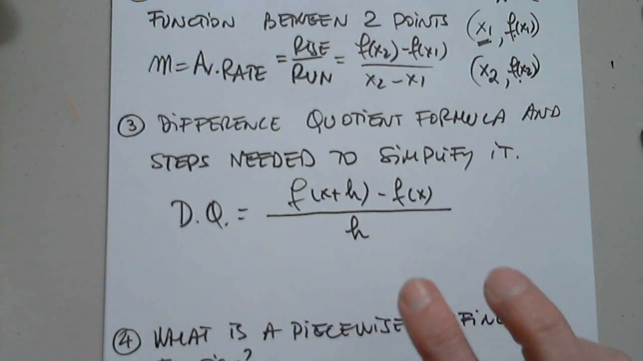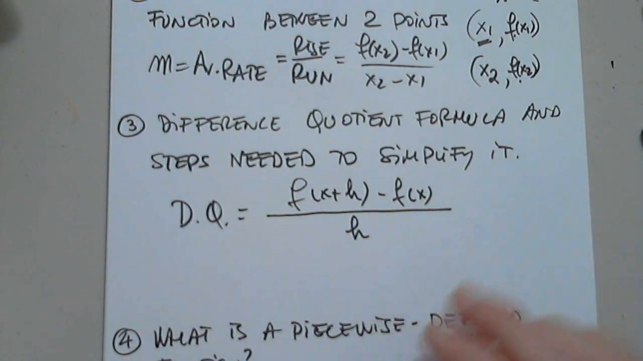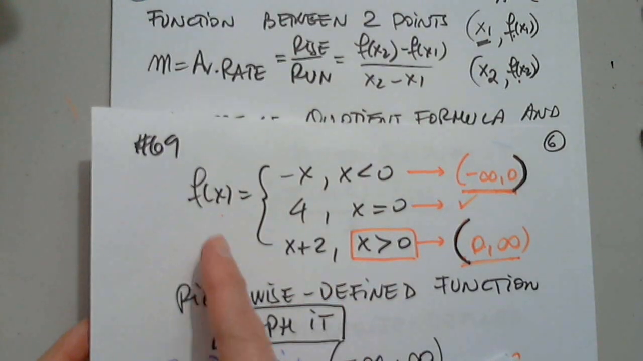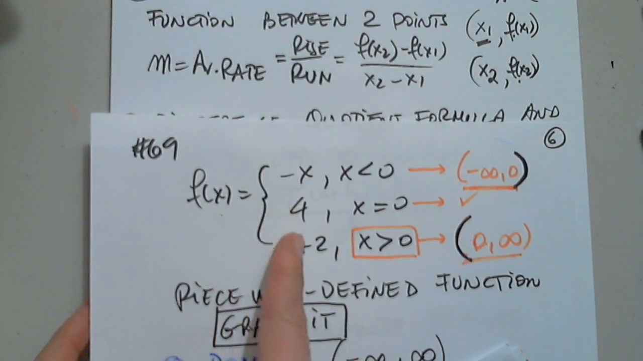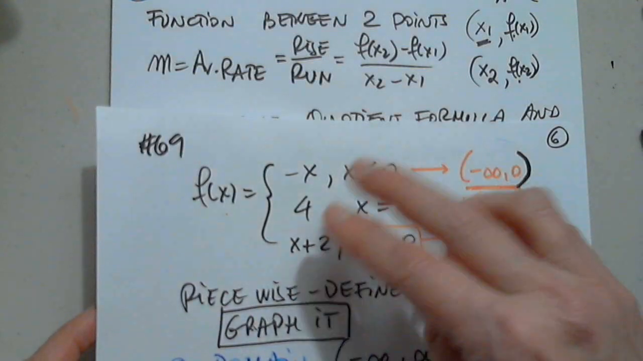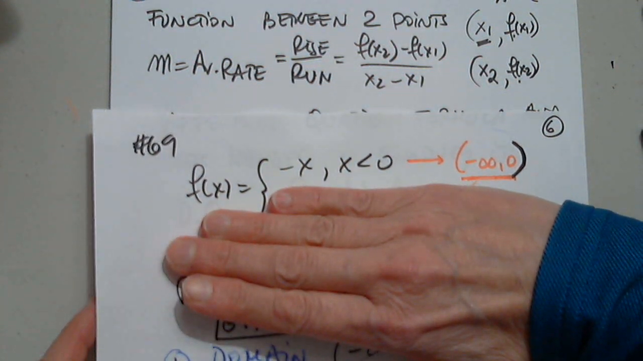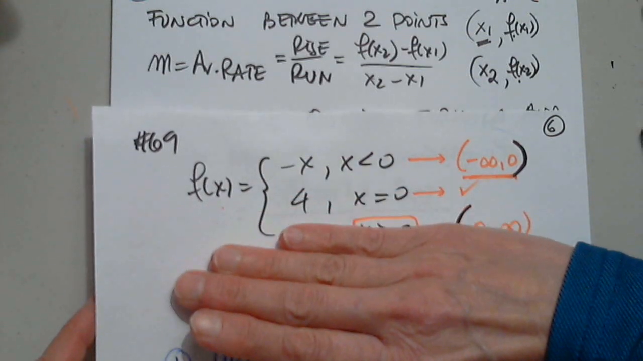It can have 2 pieces, it can have 3 pieces, it can have 4 pieces, it can have infinitely many pieces. But it's not just one piece. It's one function, but it has at least 2 pieces. If it doesn't have 2 or more, it's not piecewise defined. So this one we selected had 3 pieces. Others may only have 2. 1 is not possible. It has to have 2 or more.